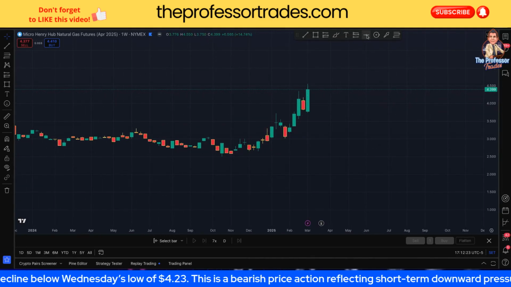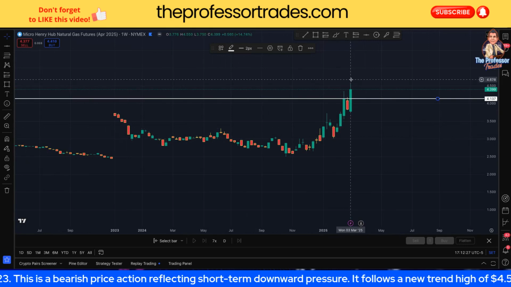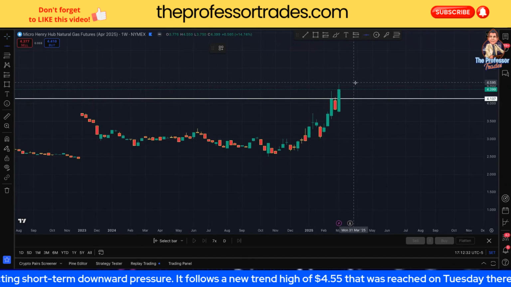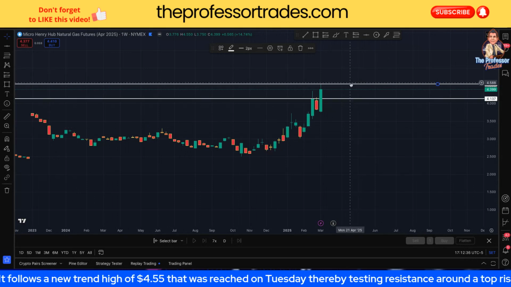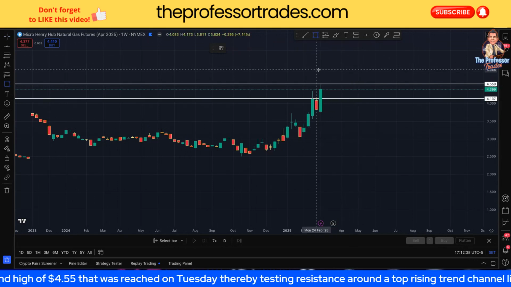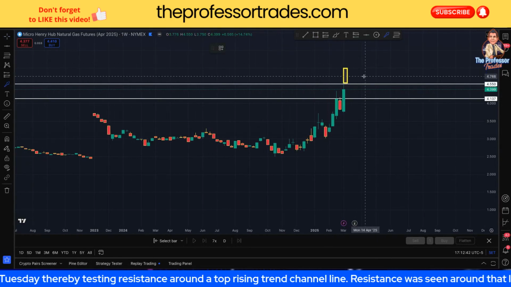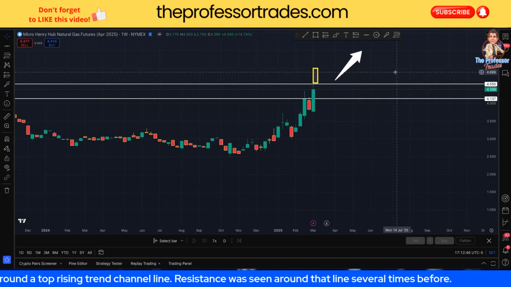So we do have structure that was broken here. On the weekly, there's a possibility that we can remain bullish, but we did tip right here at this 4.55. This is going to be very important. If natural gas closes above 4.55, then we can expect bullish momentum to continue for right now.